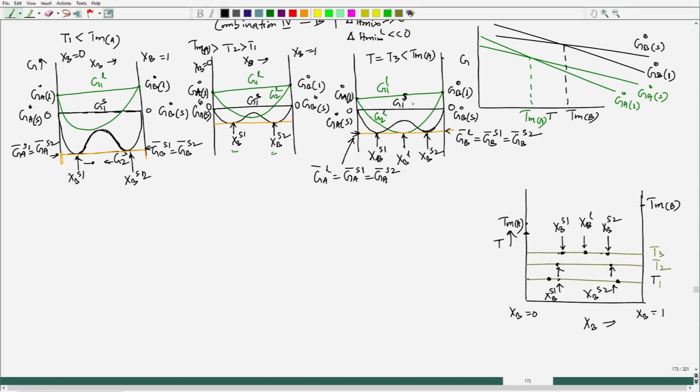Now, if I increase the temperature further, let us see what happens. If I increase the temperature further, let us say I reach a temperature T equal to T4, but below TmA, I can have a situation like this. Let me just draw this, then I will start explaining.